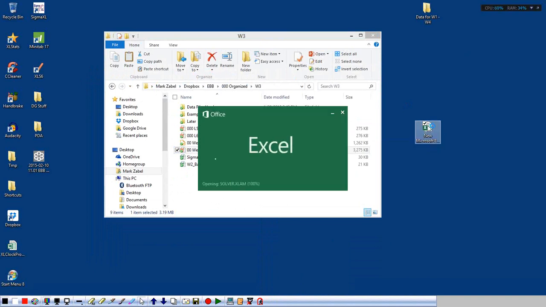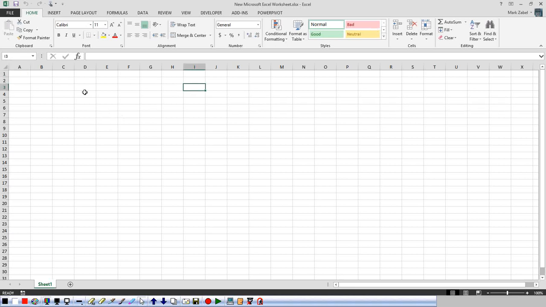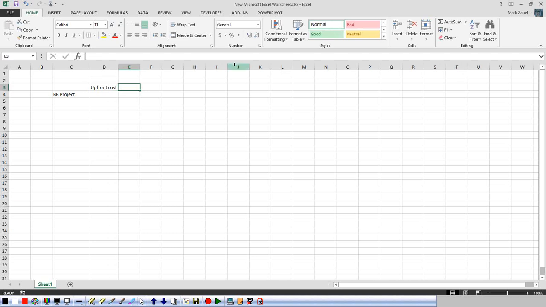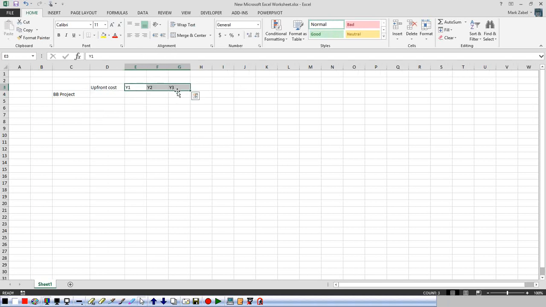I'm just going to open up an Excel spreadsheet, and we'll talk about it. So let's say that we're contemplating a project, let's just call it a black belt project. This certain project has an upfront cost, and then there's going to be a benefit in year one. I'll just call this Y1, and let's pull this out for a few years. Let's say 3 years of benefit. Okay, so far so good. We haven't really put any magic in here, but I want to make sure that we understand the context.